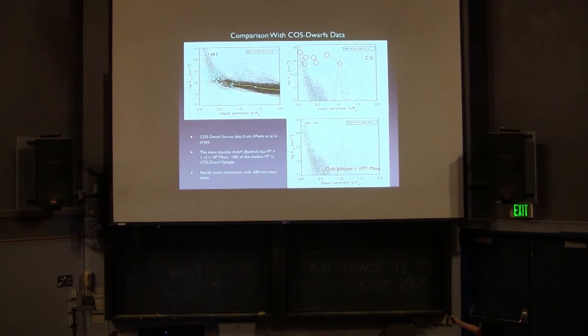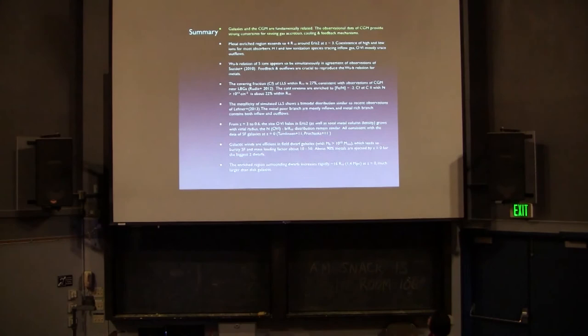So we need more massive systems, and maybe more data to compare at this point. This is preliminary, so I want to draw a summary. The take-home point here is that the galaxy and the CGM are fundamentally related, and all the information that observers tell us about the CGM places a very strong constraint on how we model galaxy formation and how galaxy feedback should work.